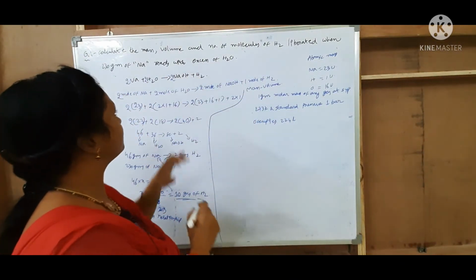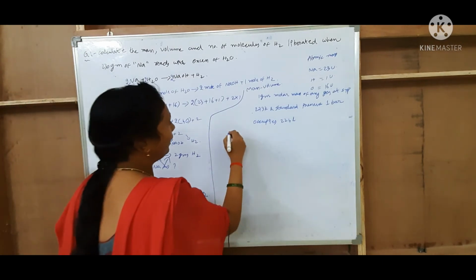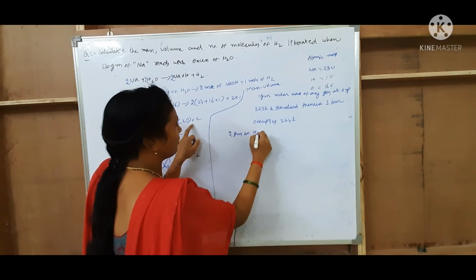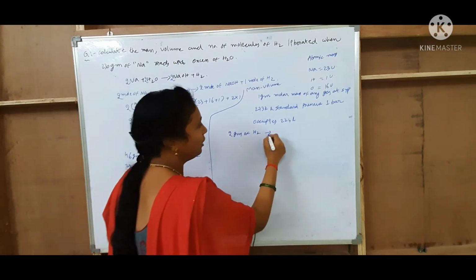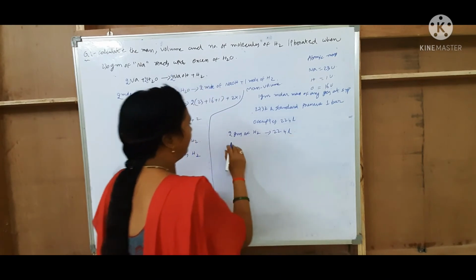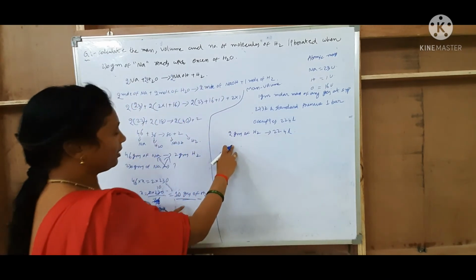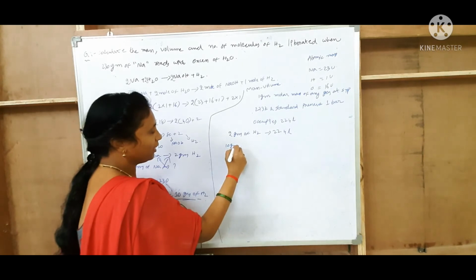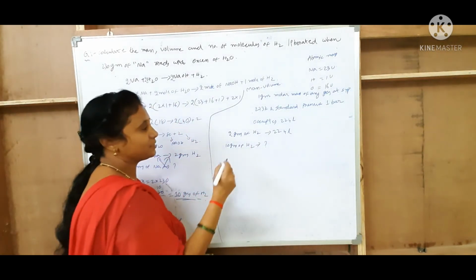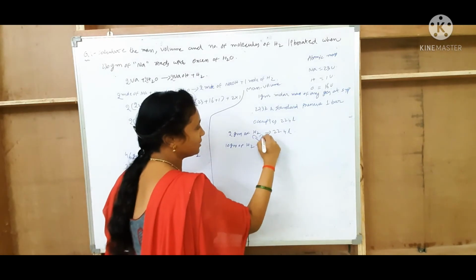Here what is the relationship? In the equation, how many grams of hydrogen is there? In the given equation, 2 grams of hydrogen occupies 22.4 liters. Next, here how many grams of hydrogen is there? 10 grams of hydrogen occupies how much volume? Okay, the cross multiplication takes place.